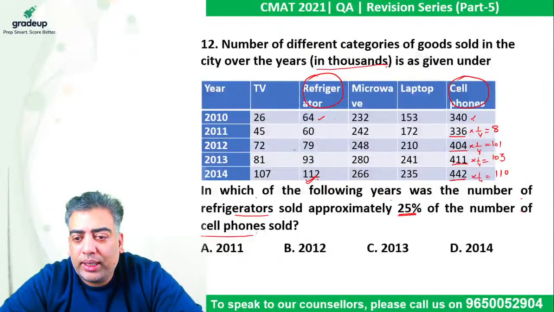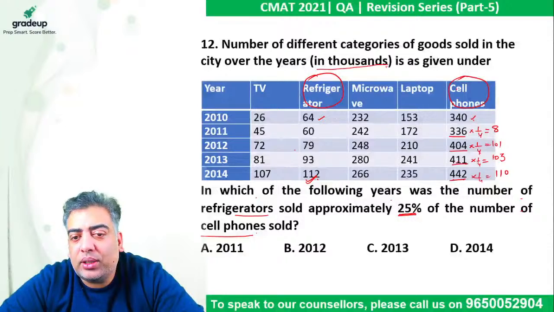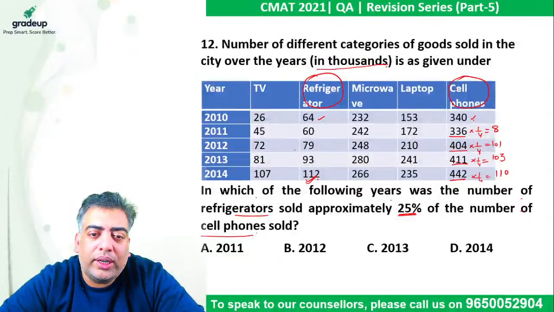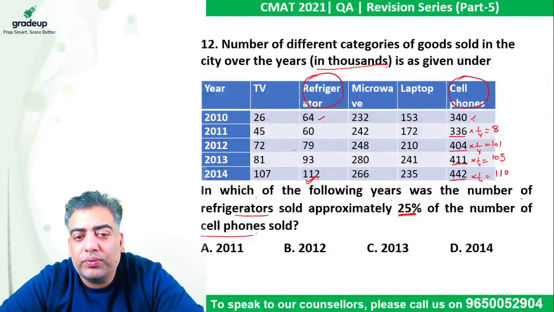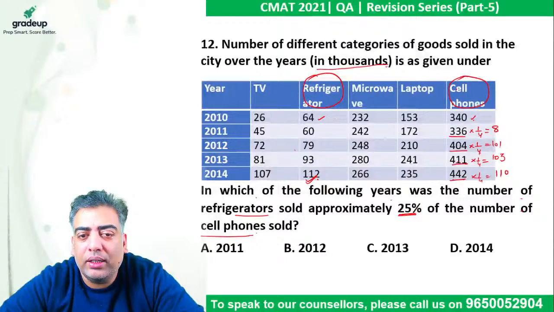Instead of calculating, right, Bharti, Rupa, Sumit, Ashish, Chetan, correct. Instead of calculating 60 is what percent of 336, or 79 is what percent of 404, 93 is what percent of 411, better will be to take 1/4 of all the values. If it is somewhere closer to the given number, take it, otherwise leave it.